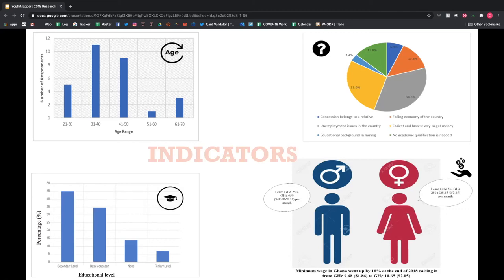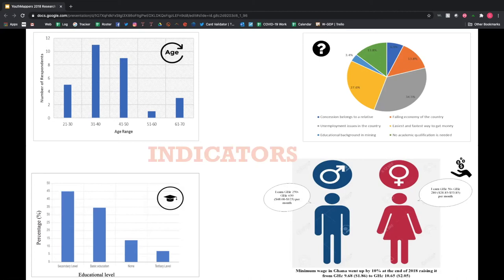And for the educational level, some of them had no educational background. The majority of them had been taught up to secondary school level. And the rest of them had primary education and other basic education.